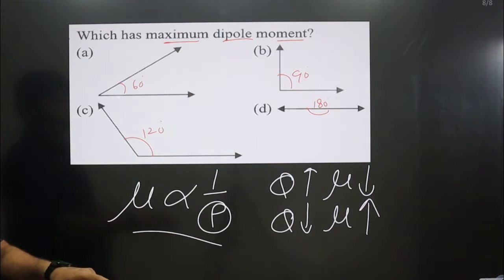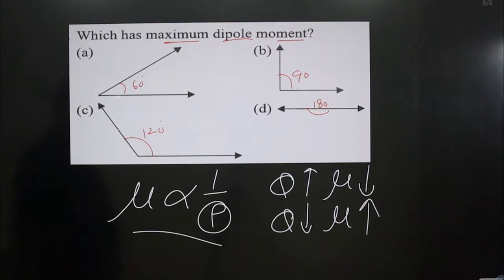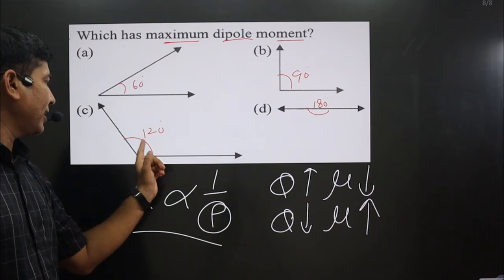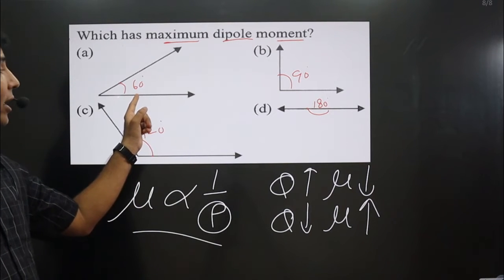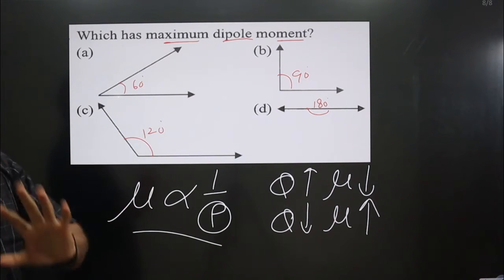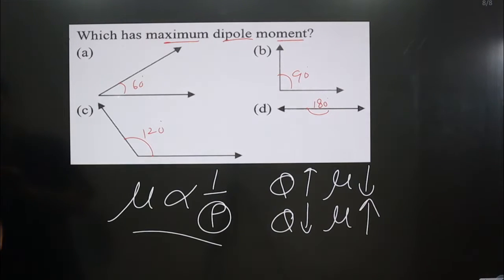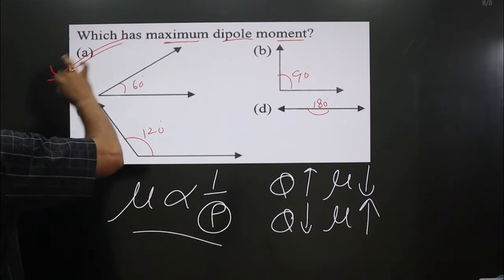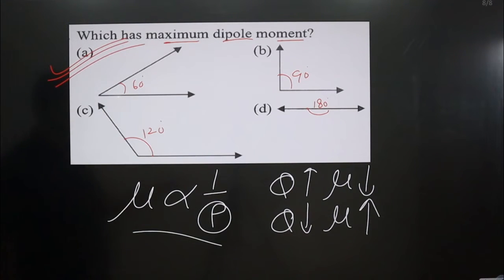In which case are we getting minimum bond angle? 60 degrees there. The others are 90, 180 and 120, so 60 degrees is the minimum bond angle. So dipole moment will be very high. Option A is correct. Minimum bond angle, maximum dipole moment.